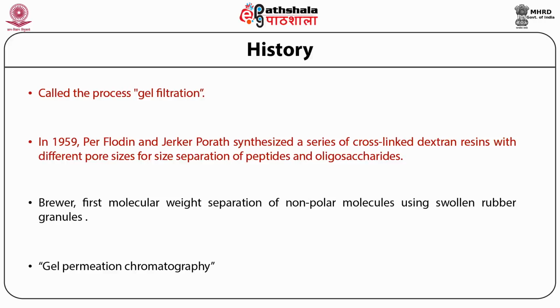The polymer scientists in the early 1960s used hydrophobic packing for gel filtration of synthetic polymers. It was referred to as gel permeation chromatography during that period. Molecules was first performed by a brewer who used swollen rubber granules for the separation of hydrocarbons.